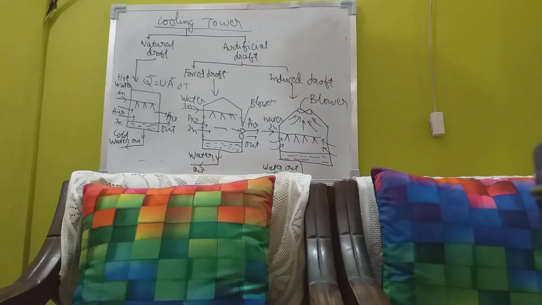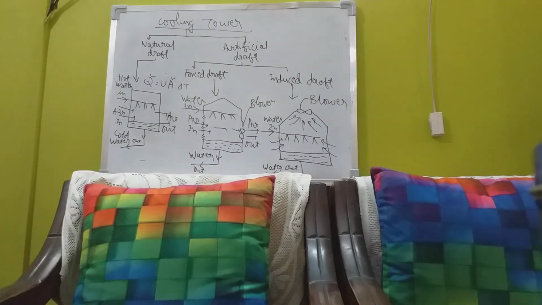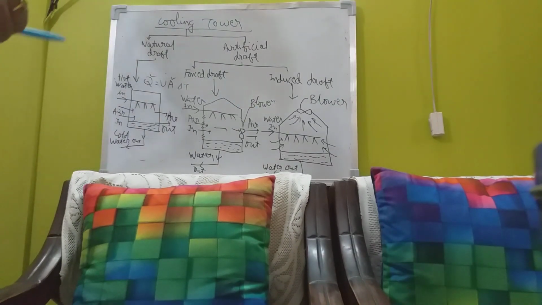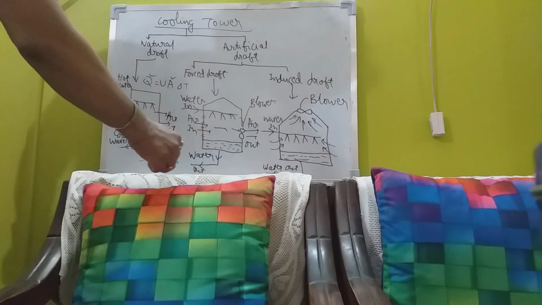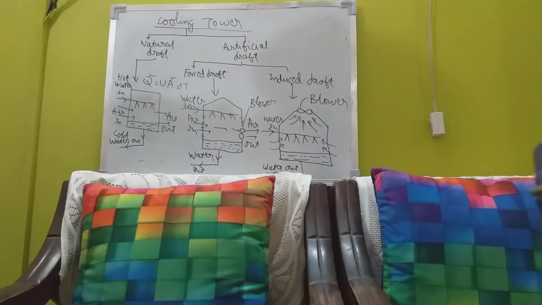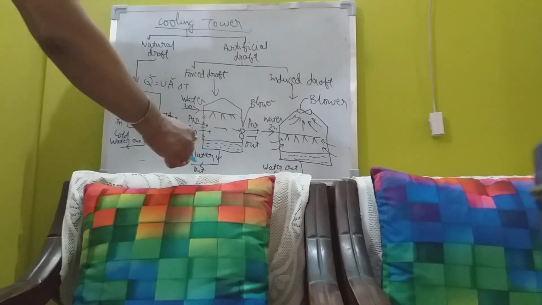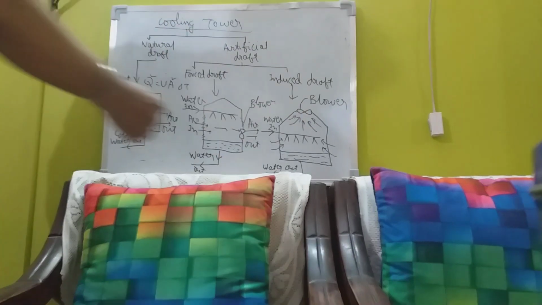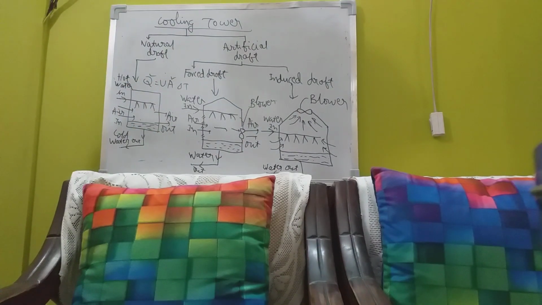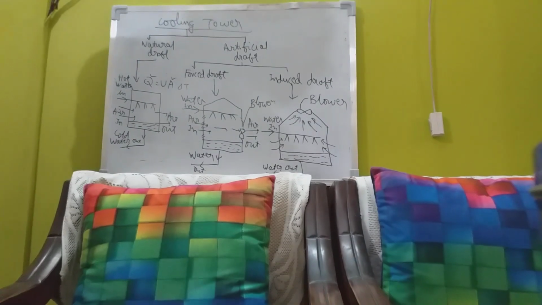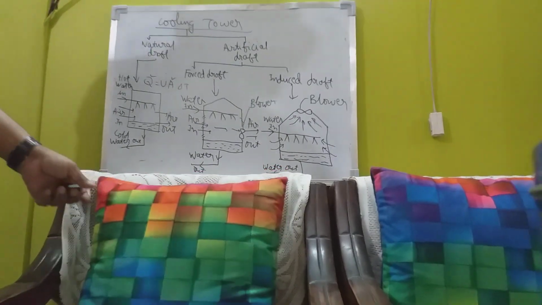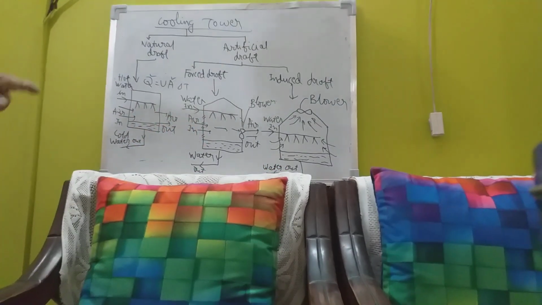I'm sorry, this has fallen, so I'll show you with the help of my pen. Here, through this path, cold water is continuously going out. Hot water is coming in, getting cold, and the cold water is going out. So there is a continuous flow. As you can see in this case, there is continuous flow of cold water to the condenser.